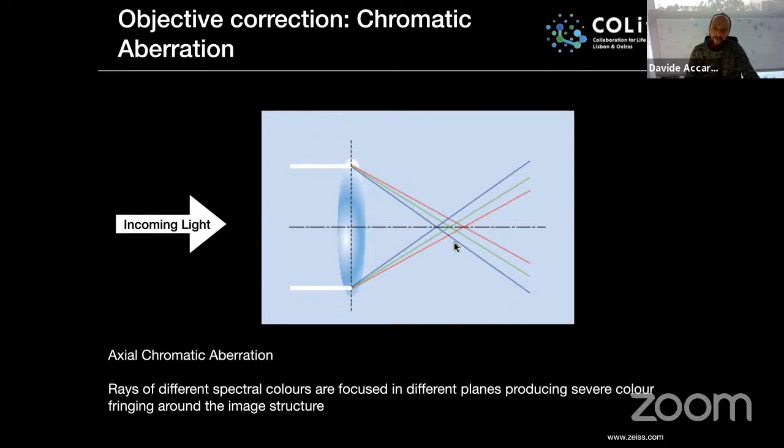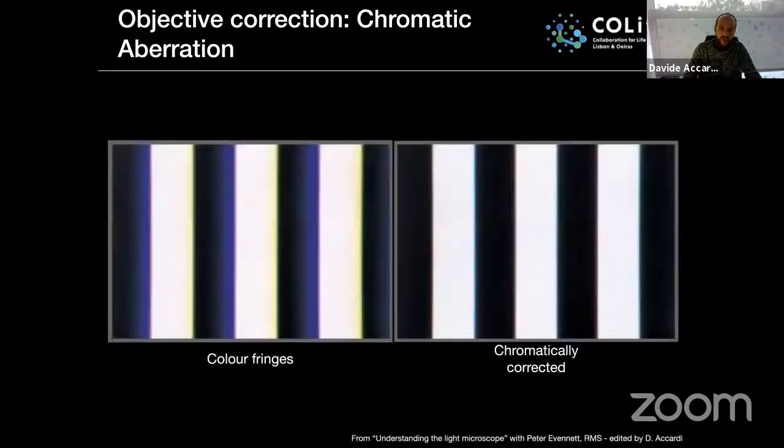Okay, this causes, in bright field images for example, color fringes around the object. And I will show you here an image. On the left side, we have a bright field image of a grid that was acquired with an objective that was not corrected for chromatic aberration. And on the right, the same grid acquired with an objective that was corrected for chromatic aberration. And you see here these colorful fringes, and here they are gone.